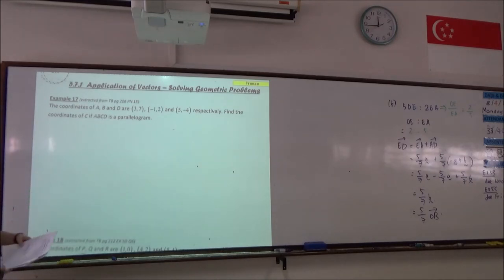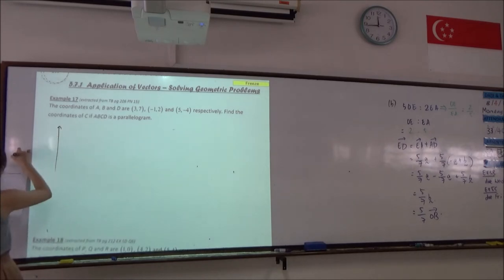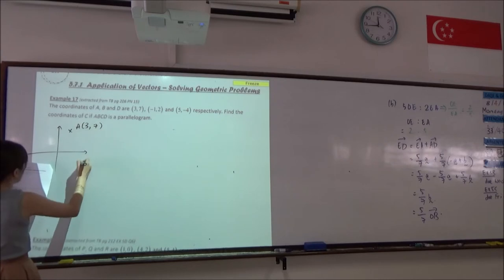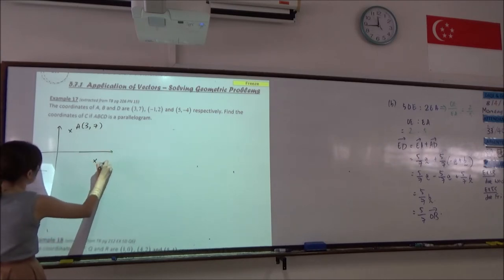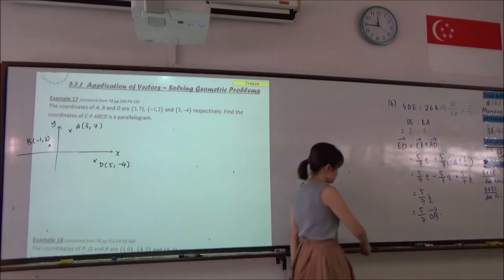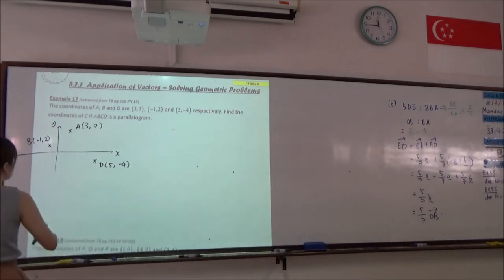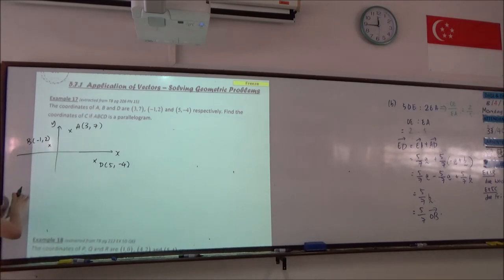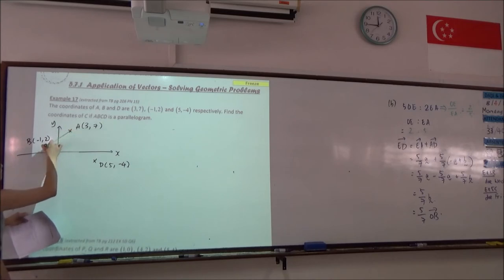So let's try to visualize the coordinates of these 3 points first. We will be able to visualize these 3 points on the coordinate axis. The reason why I will draw the points is so that I can see where C will be and how the sequencing of the vertices goes. So we're looking at A, B, C, D being a parallelogram. So C must be here so that it could be a parallelogram. Of course my drawing is not accurate, but we know that the sequencing must be like that.